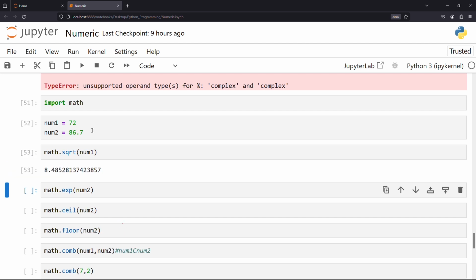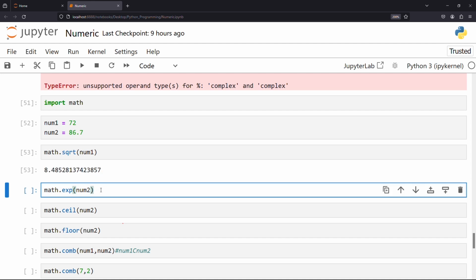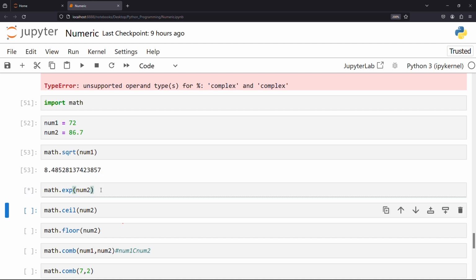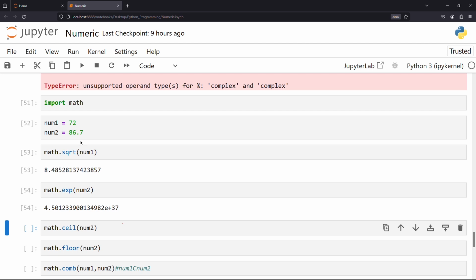So let's see, we are taking math dot square root of num1, that is 72. So the square root of 72 will be this much. And similarly, this is the e power x value. So e power 86.7 is this much. You might be thinking, why is it 4.5? It's not 4.5. At last, it is into e power 37. You can think of it like into 10 power 37. So this is a large value.